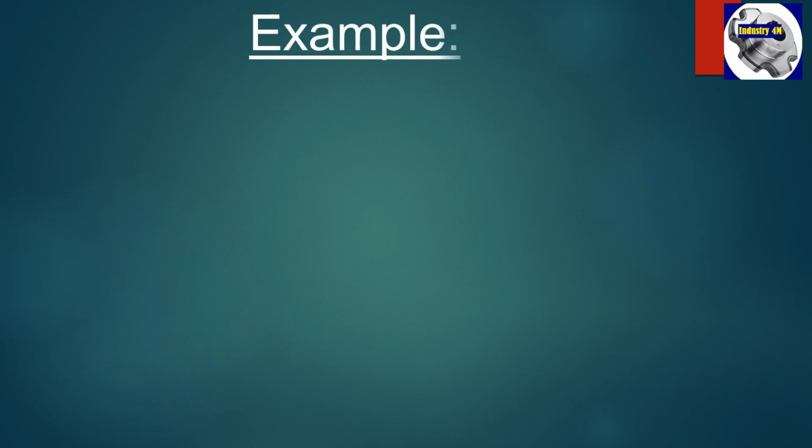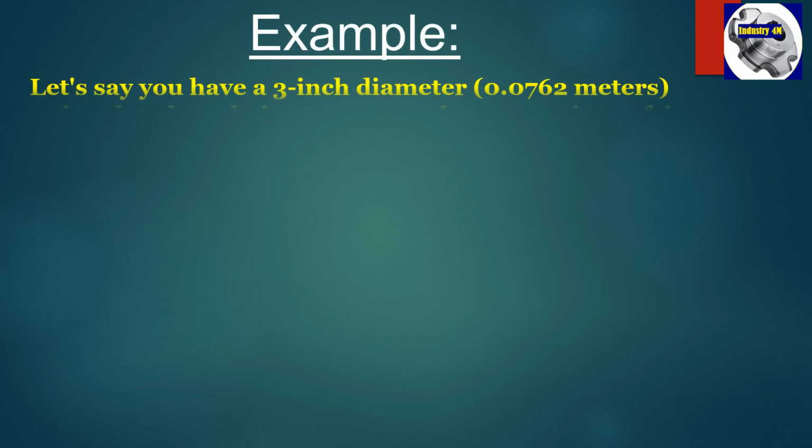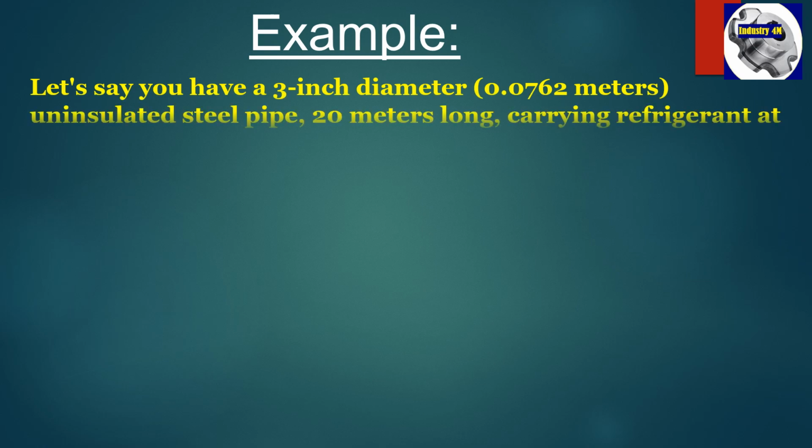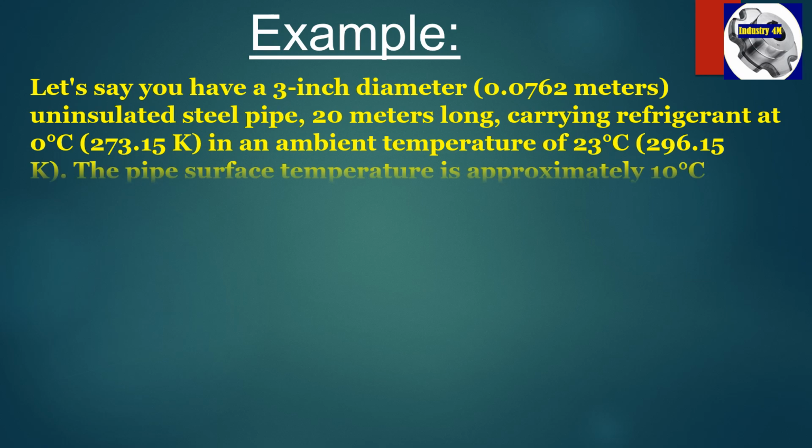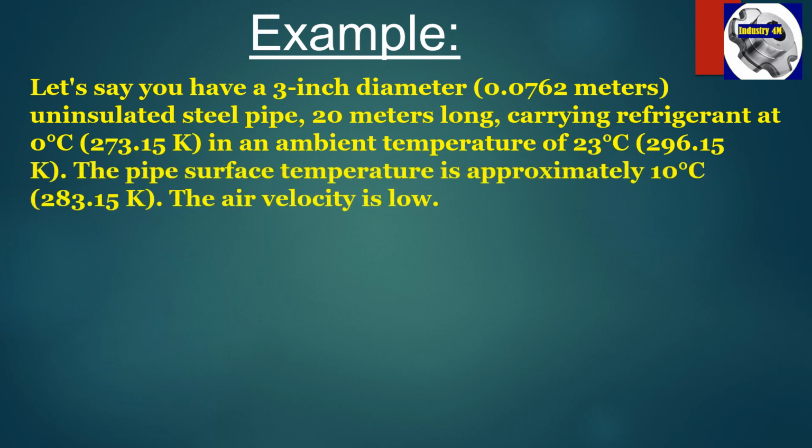So now it's time for an example. We have a 3 inch diameter uninsulated steel pipe. Length is 20 meters. It is carrying a refrigerant at 0 degrees centigrade in an ambient temperature of 23 degrees centigrade. The pipe surface temperature is approximately 10 degrees. The air velocity is low.